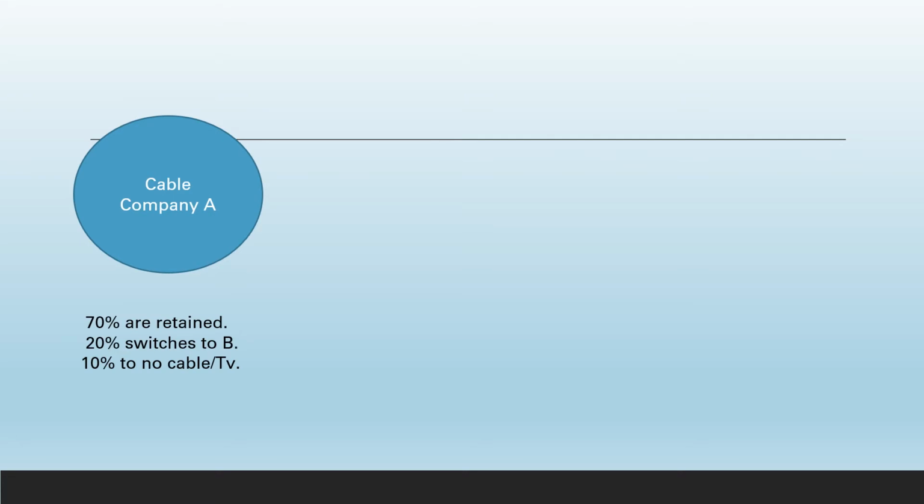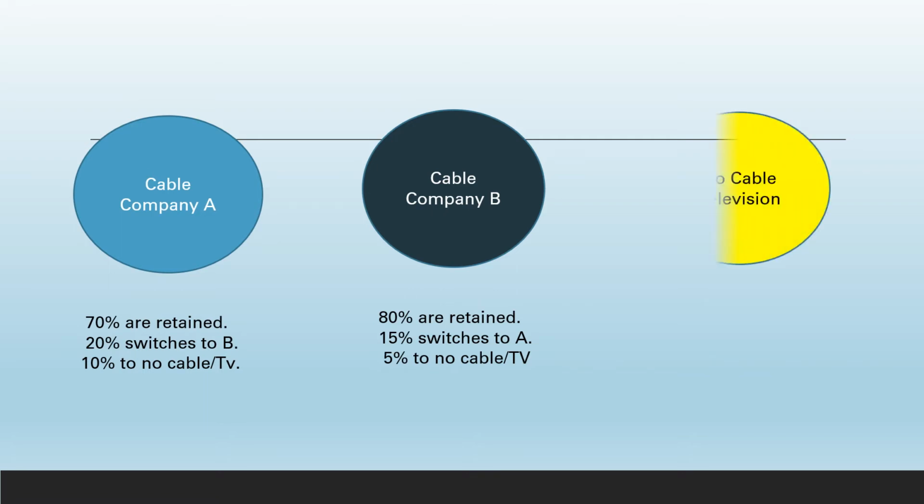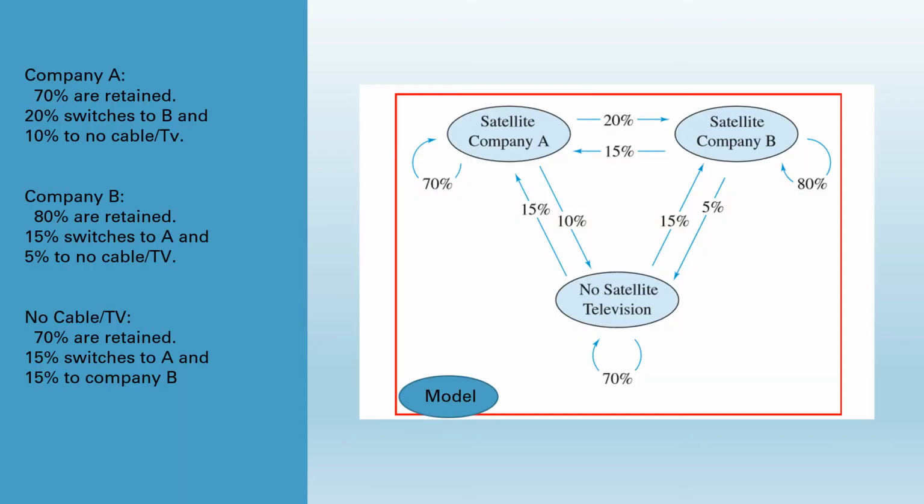So for company A, it says 70% are retained, 20% switch to B, 10% switch to cable TV. In company B, only 80% are retained, 15% to A and 5% to cable TV. No cable television, we have 70% retained, 15% switch to A and 15% switch to B. So let's convert this business problem into a logical diagram here.